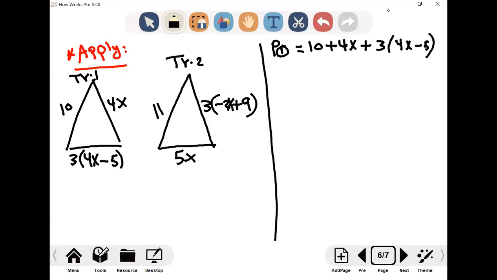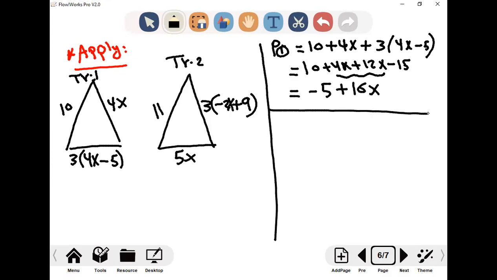So first step, equal 10 plus 4x plus 3 multiplied by 4x, 3 multiplied by negative 5. Now we have like terms. What are they? 4x plus 12x, and 10 with negative 15. In simplest form, so 10 minus 15 and 4x plus 12x. This is the perimeter of triangle 1 in simplest form.